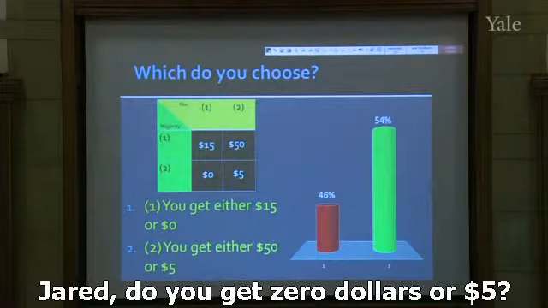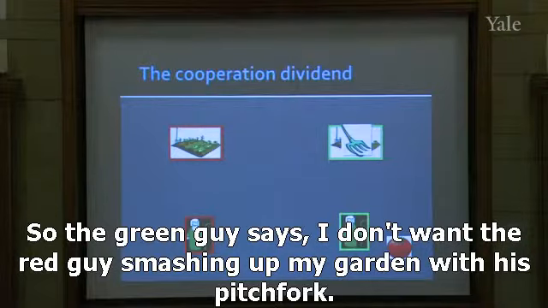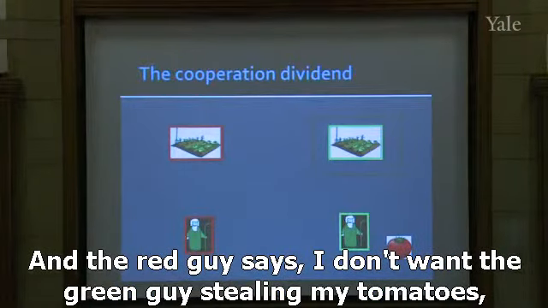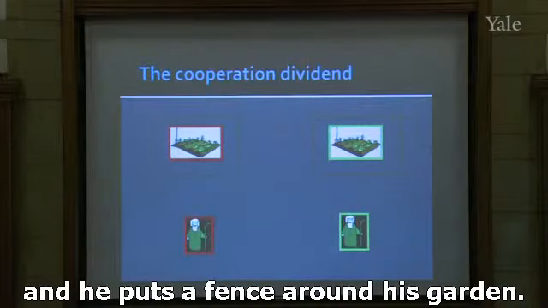What does the cooperation dividend look like? Well, it looks like this. Here are our 2 shepherds in the state of nature, and each of them grows a garden. But because it's the state of nature, the green guy goes over to the red guy's garden and steals a tomato, and the red guy, angry at the green guy, goes over to the green guy's garden and smashes it up with his pitchfork. So the green guy says, I don't want the red guy smashing up my garden with his pitchfork. I'm going to put a fence around my garden, and he uses his effort to do that.